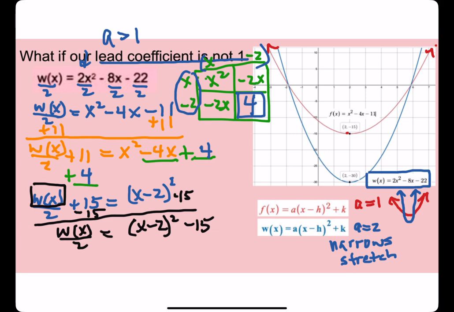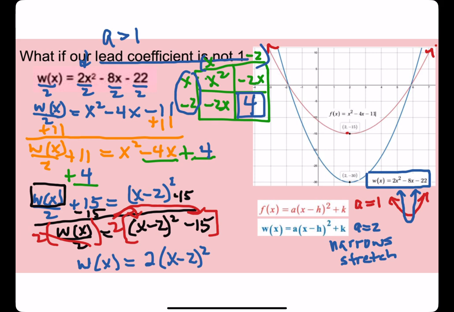Now here's where it gets tricky. I'm going to multiply both sides by 2. But when I multiply both sides by 2, I want to make sure I distribute that 2 to both the squared binomial and the constant. So these 2's will cancel out. I'll be left with w of x equals 2 times x minus 2 squared. And 2 times negative 15 is negative 30. So here's my vertex form.